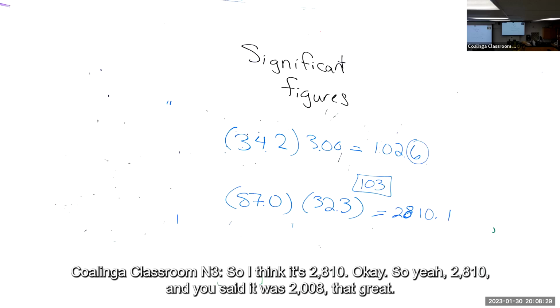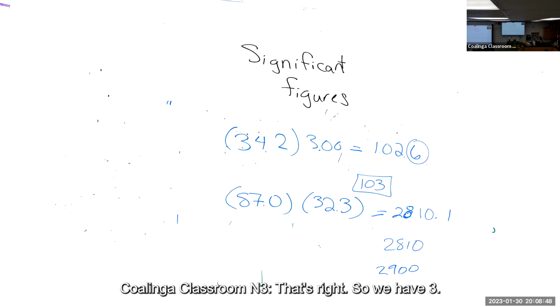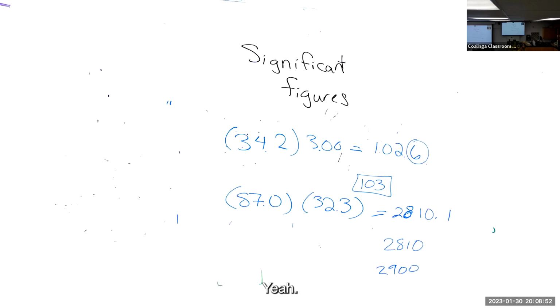Okay, so we have 2,810, and you said it was 2,800 and 900. Okay. So these are your options. And she's right, there are three significant figures in each of those numbers. So we have three significant figures, so the correct answer should be rounded up. Okay? Very good.